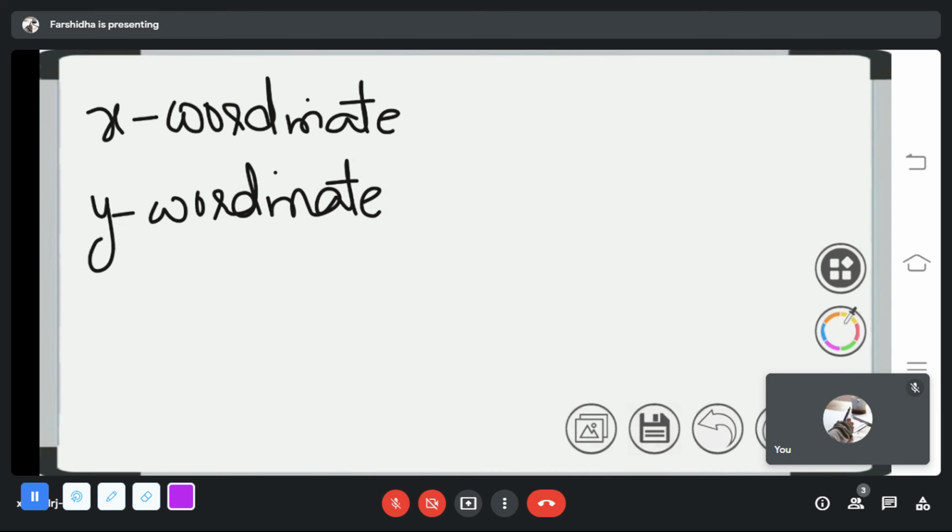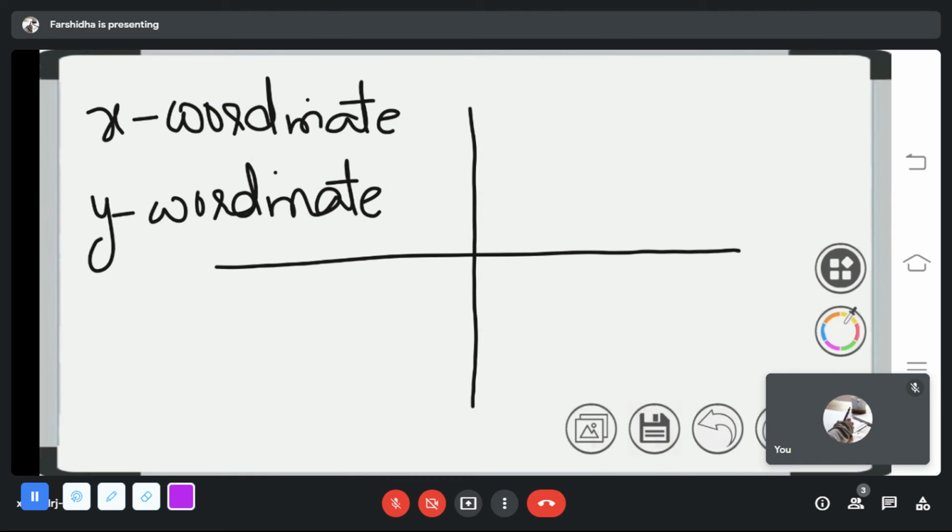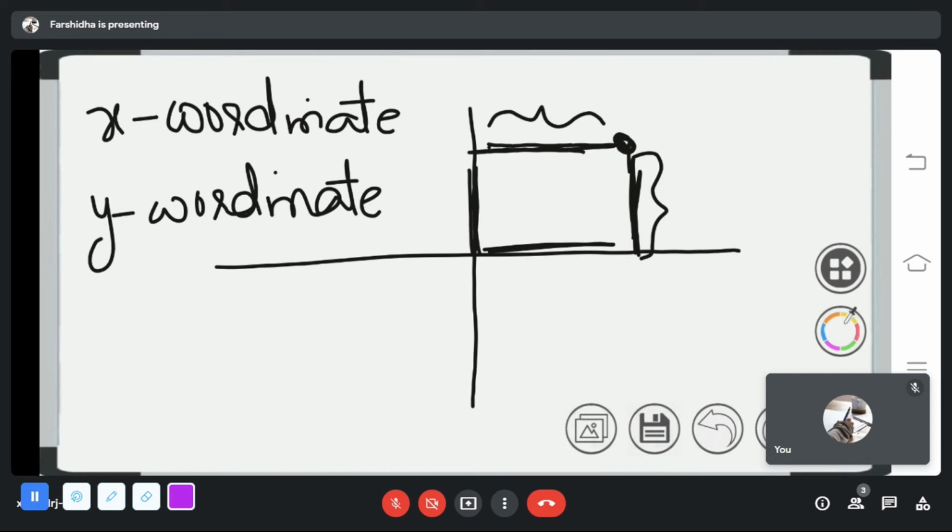So x coordinate is the perpendicular distance from the y axis measured along the x axis. See, this is your Cartesian plane. So x coordinate means it is the perpendicular. Suppose this is a point. So you'll mark like this towards the x axis and y axis. So x coordinate is a perpendicular distance from the y axis. See, in this, what is the x value? Is this the x value? This is not the x value. This is the y value. The x value is this line. This line represents the x value.